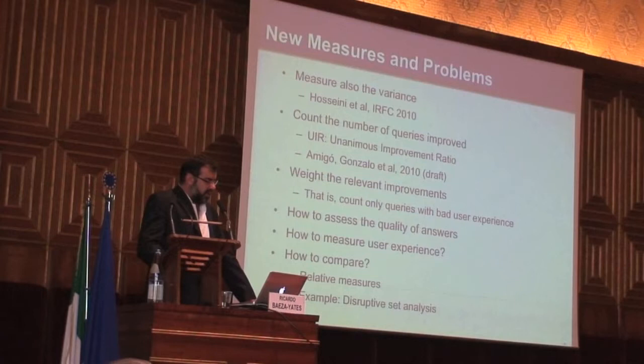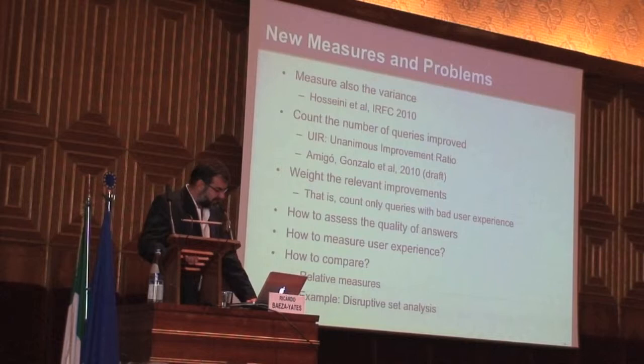Julio, I didn't see Julio, but I'm sure he's here. He is working with clustering, and I saw a very interesting talk by him 2 weeks ago in Valencia. He has this new measure that is very interesting called unanimous improvement ratio, that basically you count how many times you improve over the other search system. And this captures some of the ideas I put in these examples. It doesn't capture the weighting part, but captures the improvement part. I got a draft, so it's still not published, but you can ask Julio when it will be published.